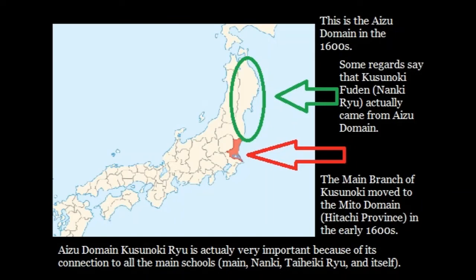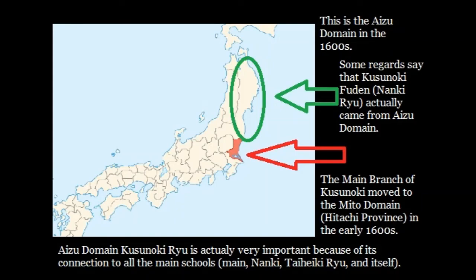Now this also interlocks with the Kusunoki main line because you see in the red, the area highlighted with the red arrow, that is where the main branch of the Kusunoki moved to in the early part of the 1600s. The main branch of Kusunoki moved to the Mito domain, aka Hitachi province, in the early 1600s. So you can see where the main line family is very geographically close to the Izu Domain Kusunoki Ryu tradition.